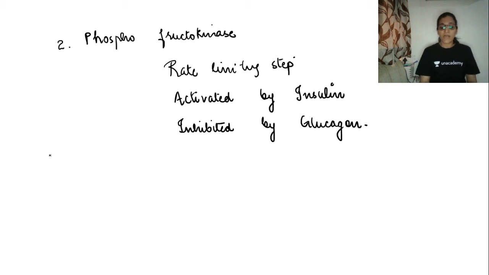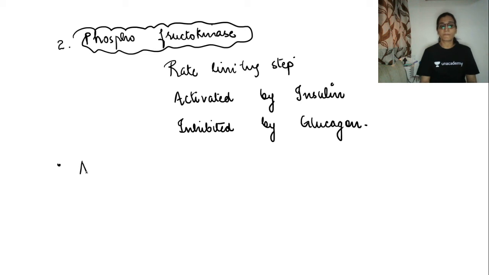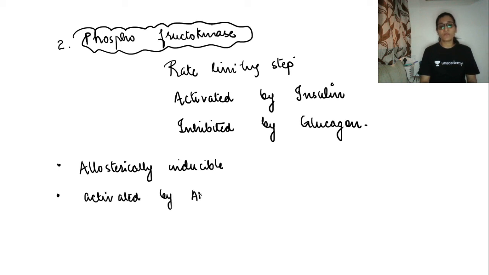And this enzyme is actually allosterically inducible. This phosphofructokinase is allosterically inducible. So how is it allosterically inducible? It is activated by AMP. Activated by AMP, so when there is a lack of ATP, it is activated by AMP.